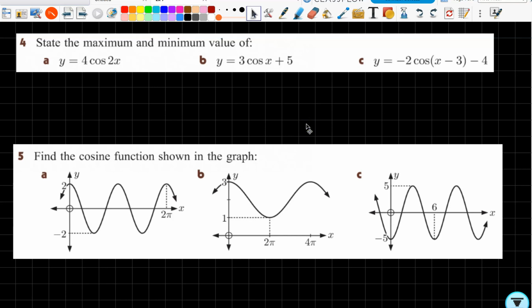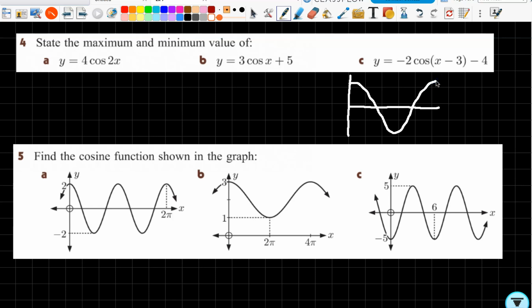Remember what our cosine graph looks like? Yes? We know it like the back of our hands now. It's almost as happy as our sine graph. So we know that it starts up, it comes down, and then it goes up again.